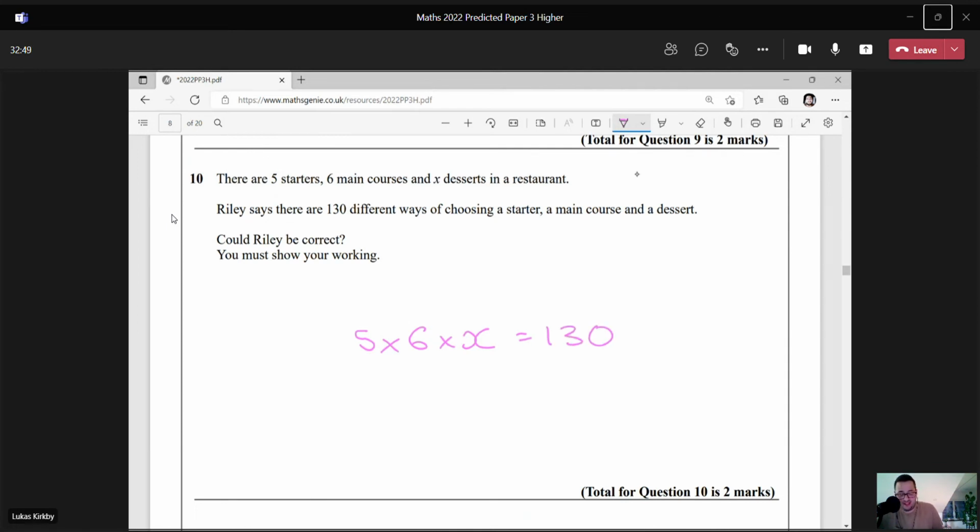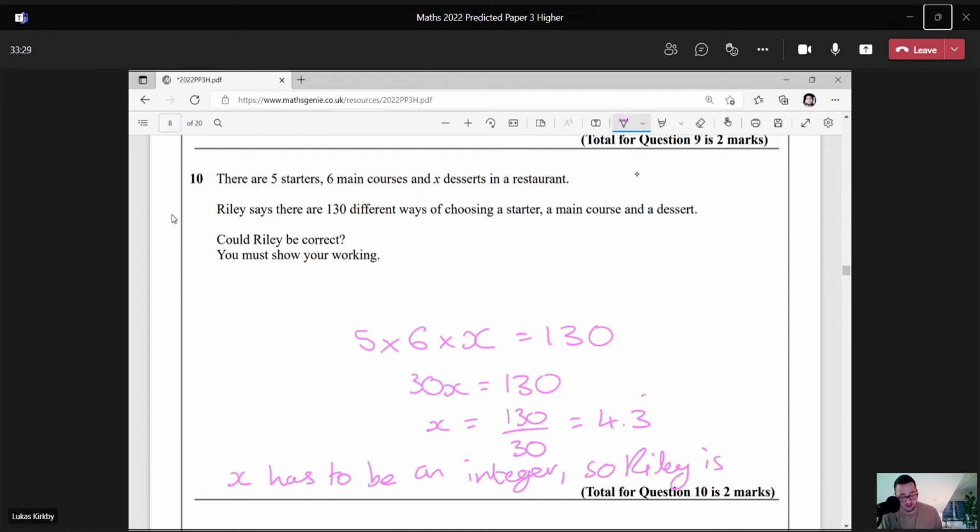Well, 5 times 6 is 30, so this is the same as saying that 30x is 130, and so x is 130 over 30. But if we type that into our calculator, 130 divided by 30 is 4.3 recurring, and you can't have a third of a dessert, can you? You can't order 0.333 of a cake. So that can't be true. So x has to be an integer, a whole number. So Riley is incorrect.